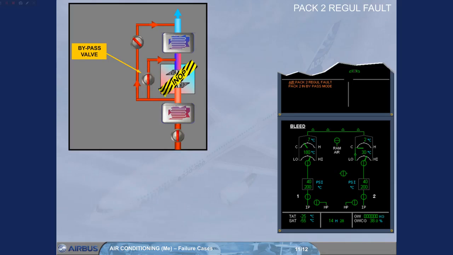Notice that on the ECAM bleed page, the bypass valve is indicated by a green arrow, and on the engine warning display, the amber message confirms that PEC 2 is operating in bypass mode. Note, on the ground, with an air cycle machine failure, ECAM will advise you to switch the affected PEC off to avoid an overheat.